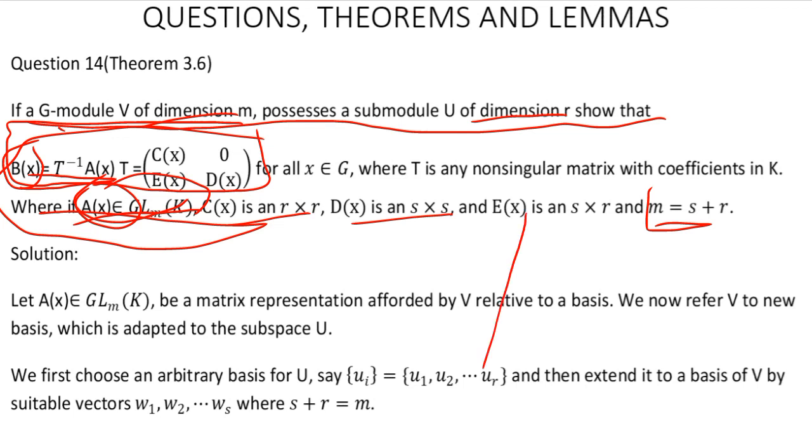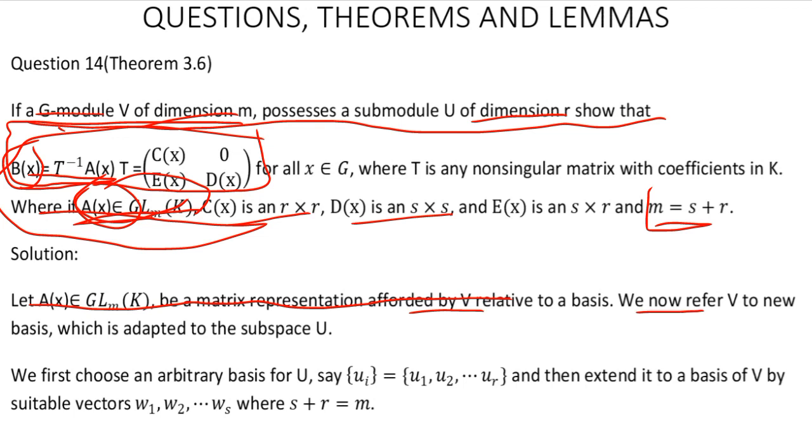So first, we know that this is a representation. A group G definitely will have a representation. So we let A(x) be the representation afforded by V. Remember, we're talking about a G module, so it's definitely linked to our A(x), which is a matrix representation of G.